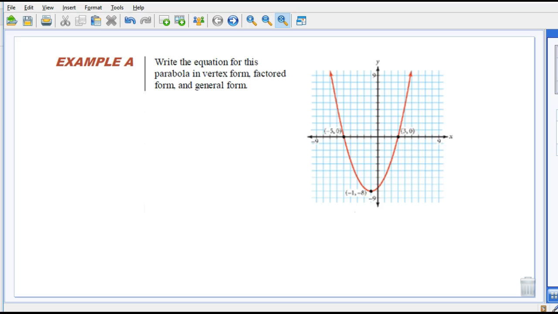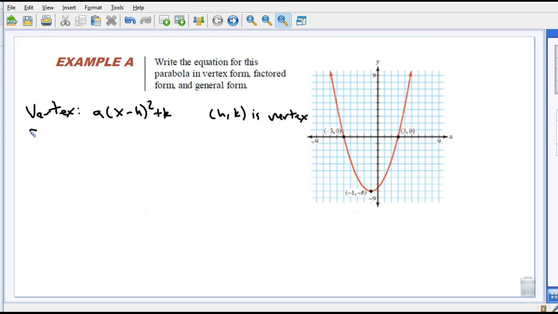Everybody, welcome to example A, and it says write the equation for this parabola in vertex form, factored form, and general form. So just remember vertex form. Vertex form is if we know the vertex, that's going to be a(x minus h) squared plus k, where (h, k) is the vertex.